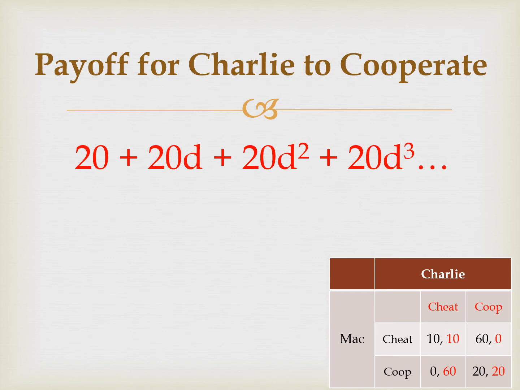But these payoffs, again, must be discounted. The first one, not discounted. It's in today's payoff terms. But the next stage happens somewhere into the future, and so it has to be discounted somewhat. So we have to think about the payoffs on into the future for Charlie and how much they should be discounted. One stage in gets discounted by D. Two stages in, D squared, and so on and so on.